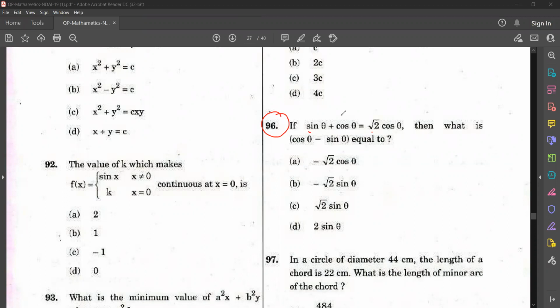Just think, if I have been given sin theta plus cos theta, how can I find cos theta minus sin theta? Just think, you'll get the answer. Once you get the answer, comment it. This is very easy. Let's try all of it.